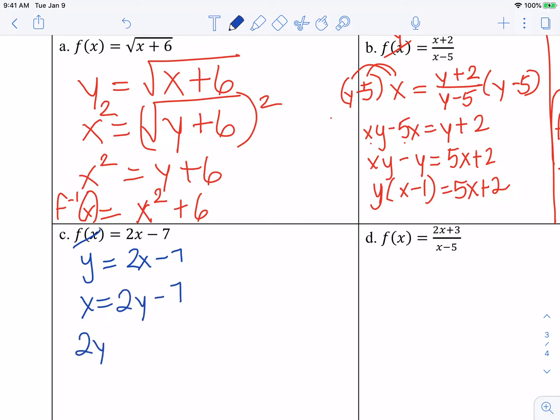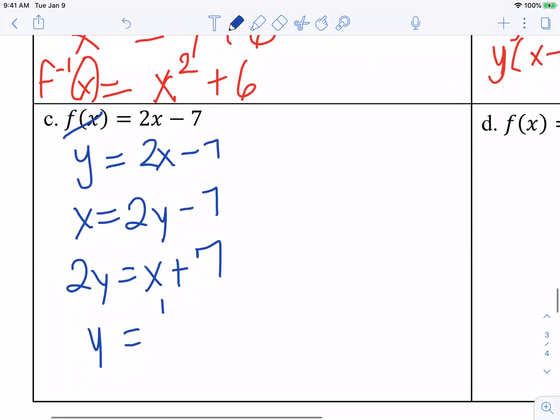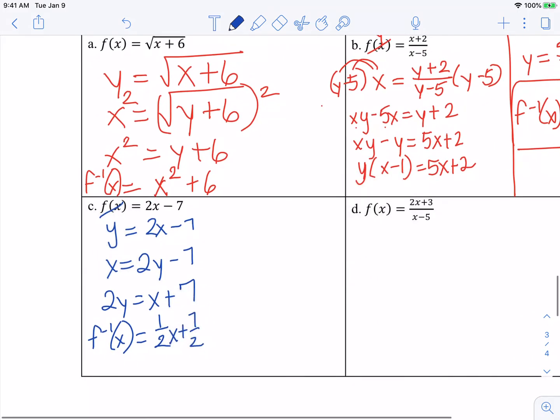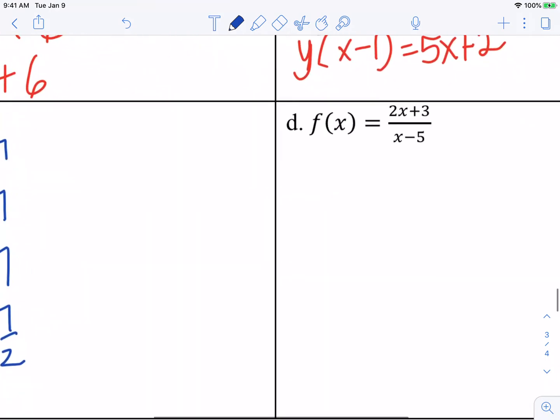So 2y equals x plus 7. So y equals, and I'll just write it in slope-intercept form, 1/2 x plus 7 over 2. And remember, we're going to replace that y with f to the negative 1. And just remember, if it said g of x, we put g to the negative 1.